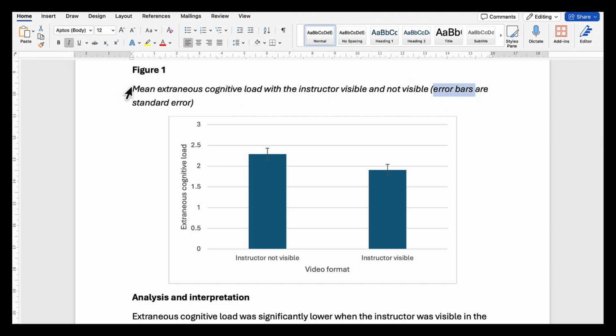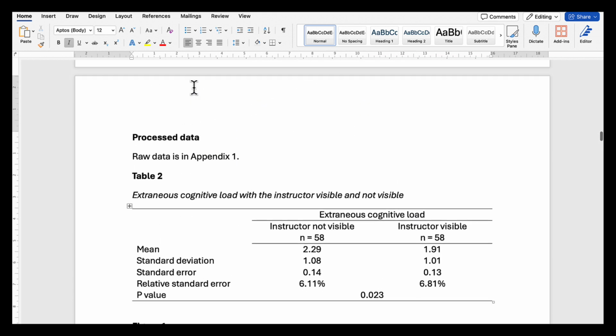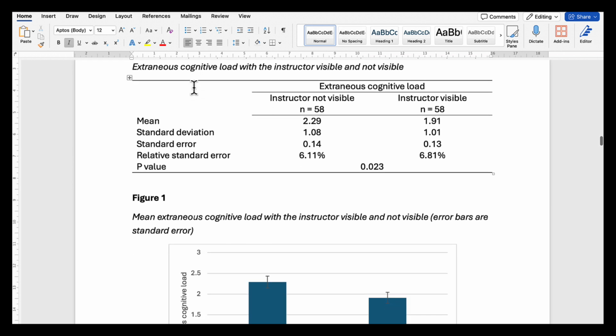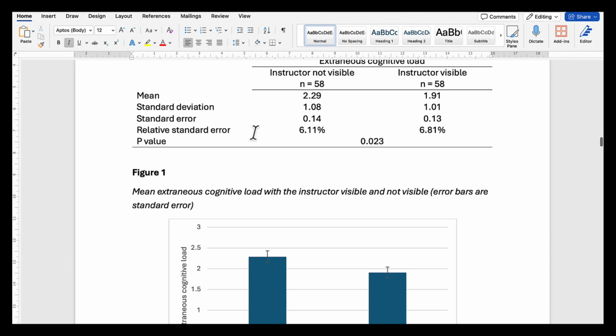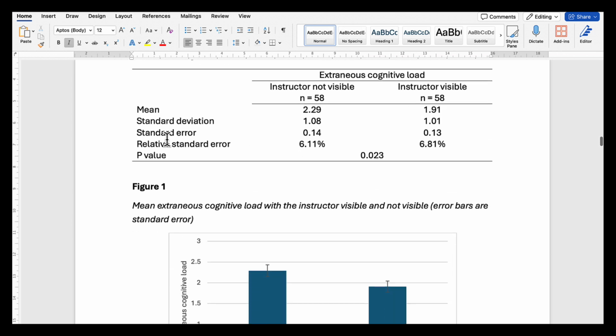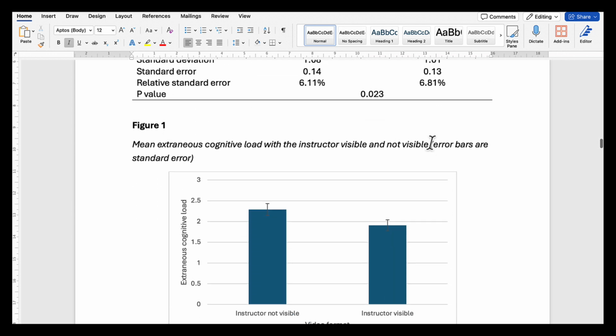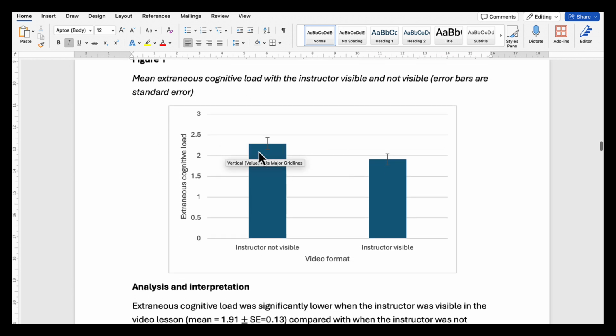So after your title, now in terms of the title of the graph, or the figure, you will see that it's essentially the same as the title of your table. And at the end of it, put in brackets what the error bars are. Okay, so in this case, it's standard error. So do make sure you put your error bars in, and I've got another video showing you how to do that.